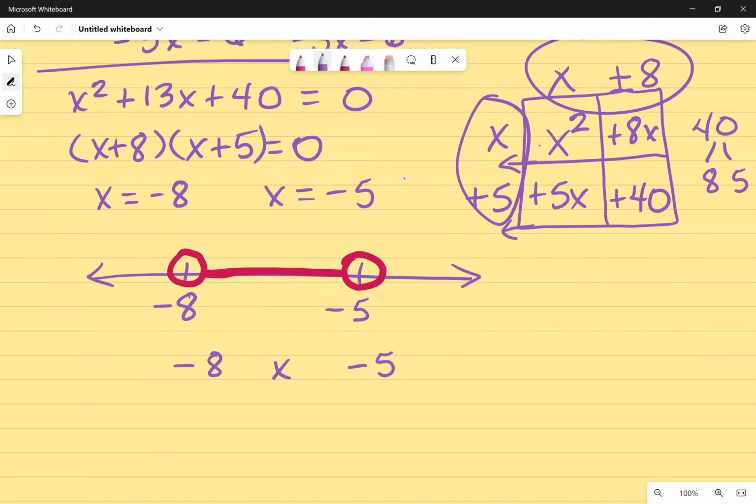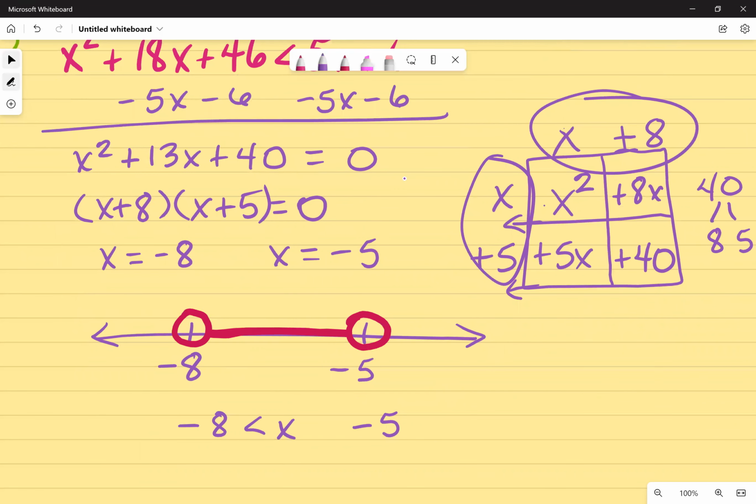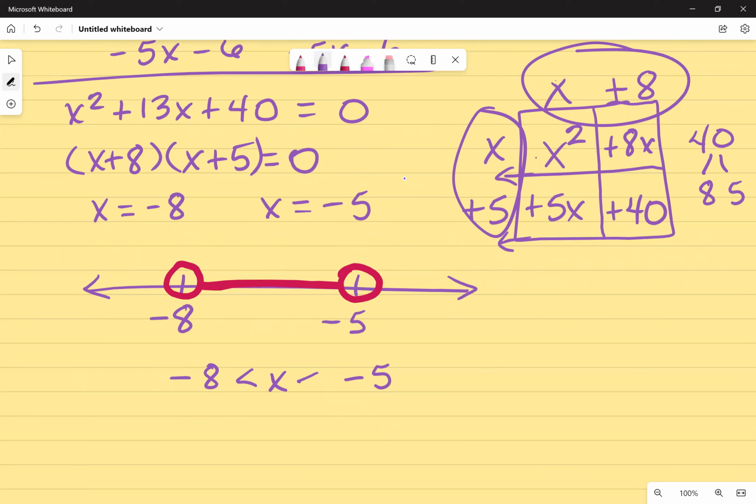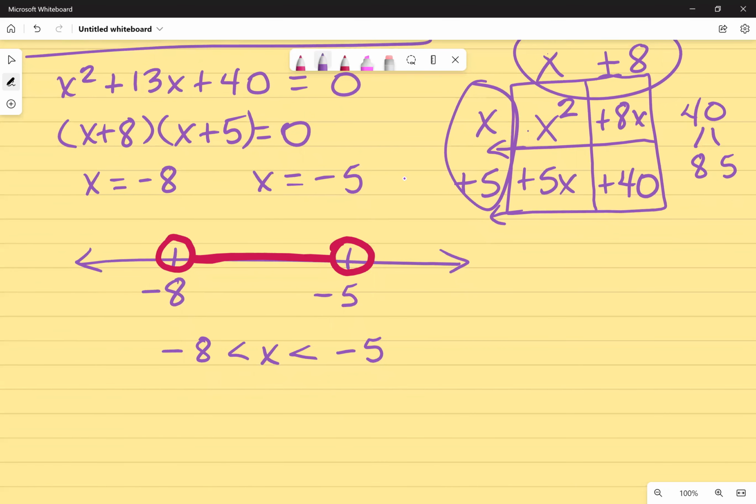So x is larger than negative 8, but it is smaller than negative 5. So again, make sure you understand this is inequality notation. For my class, I wanted interval notation. So what you're going to do, since it's an open circle, you're going to use parentheses, negative 8. And since x is sandwiched in between, you just write negative 5 parentheses. And that's it for this answer.